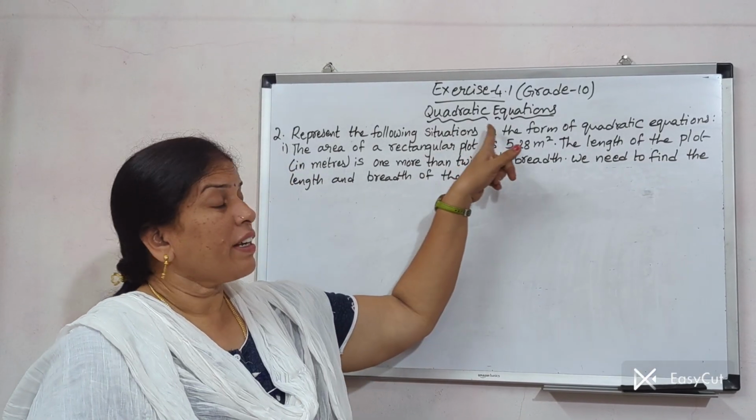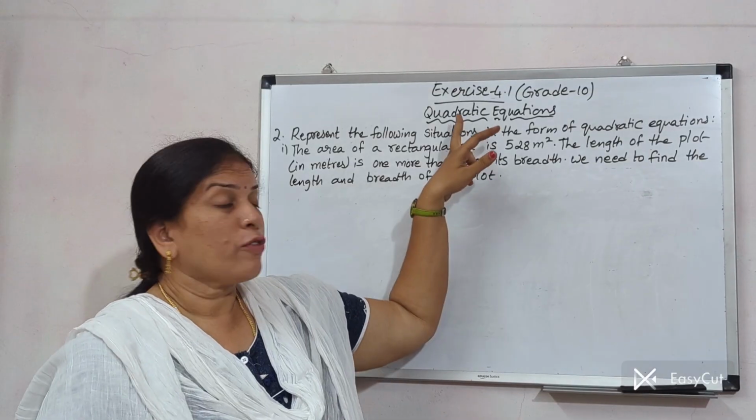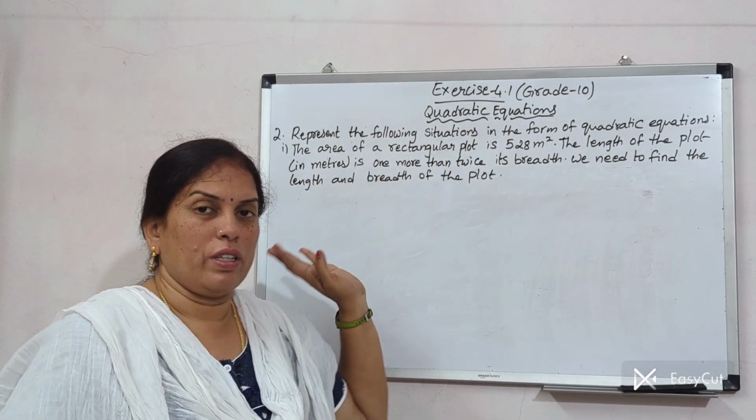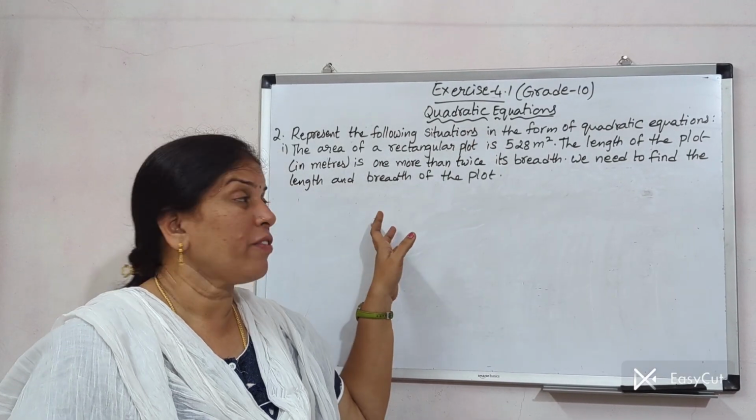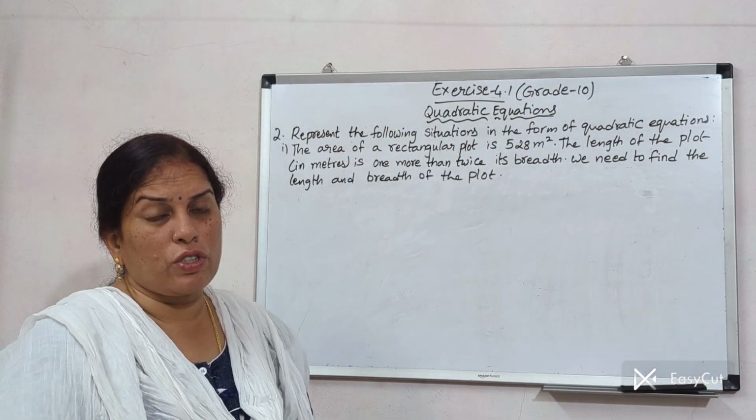This is the quadratic equation chapter, which belongs to grade 10. This is Exercise 4.1, second question. In the previous video, I explained the first question. Now we are going to the second question. What is the given question?